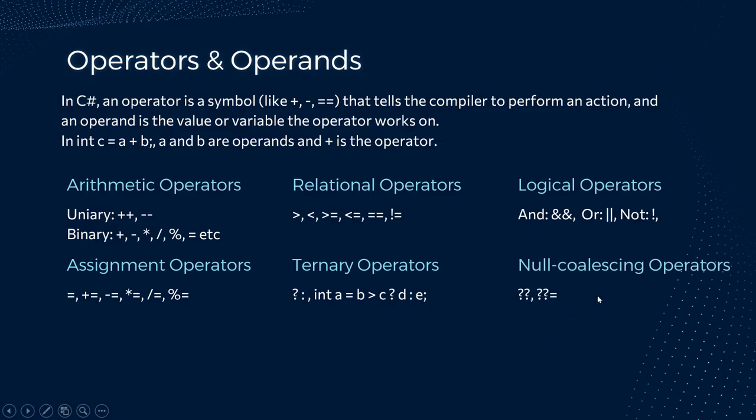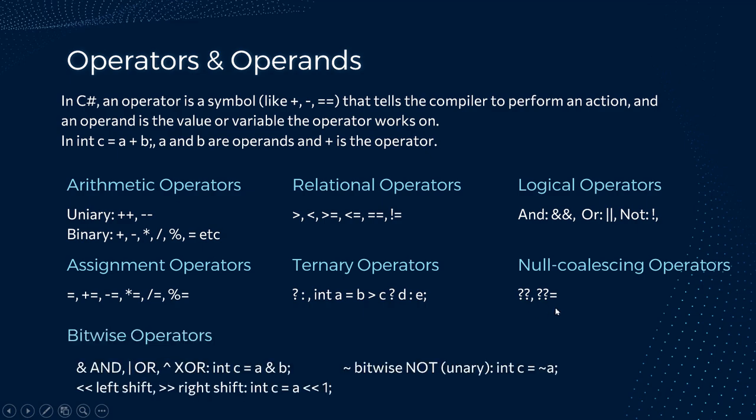And next one is the null coalescing operators like double question mark and double question mark equal to. And next we have the bitwise operators. We have three here again: and, or, and XOR. We will discuss it later on. And we also have left shift, right shift, and bitwise not. So we will be discussing all these operators one by one in our next videos.